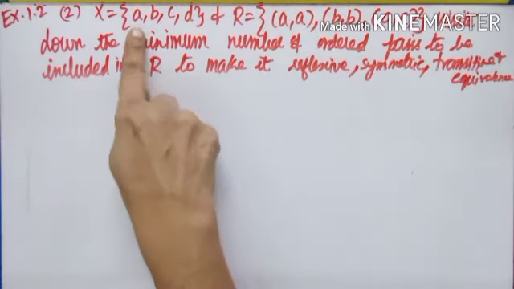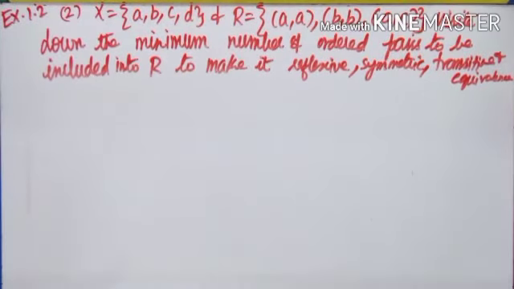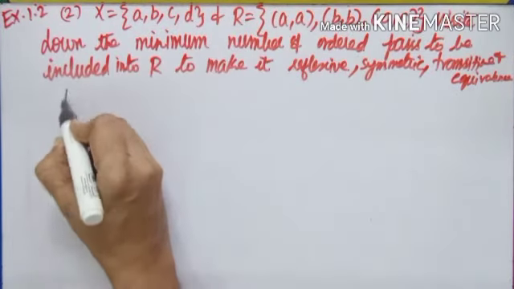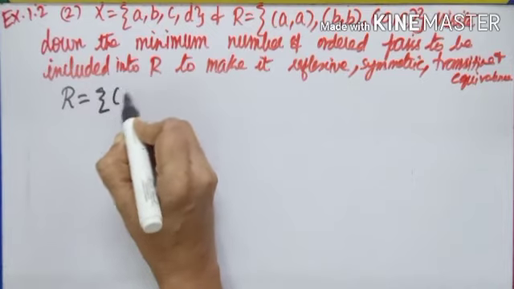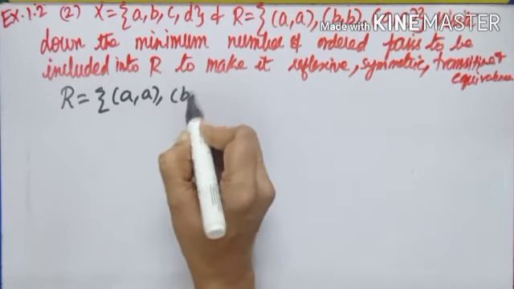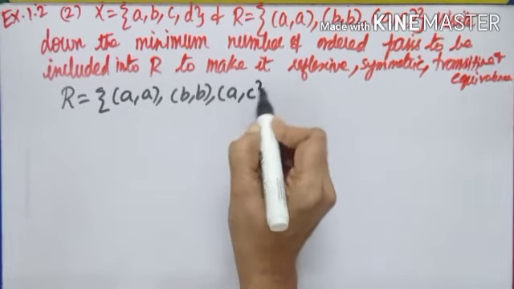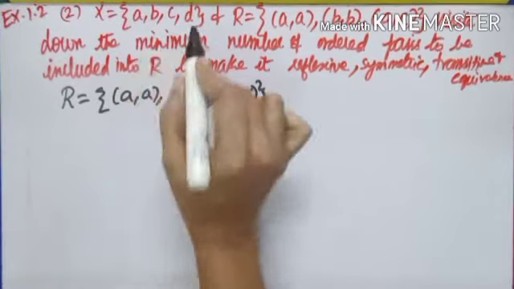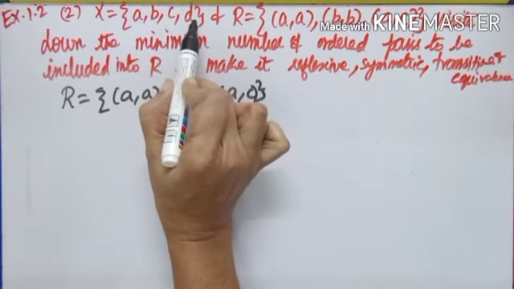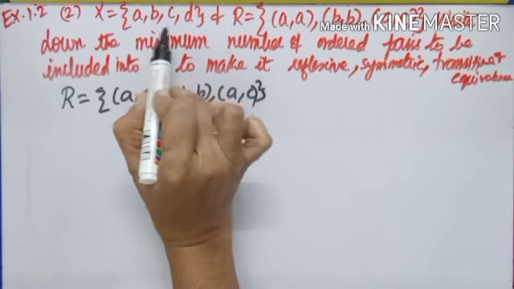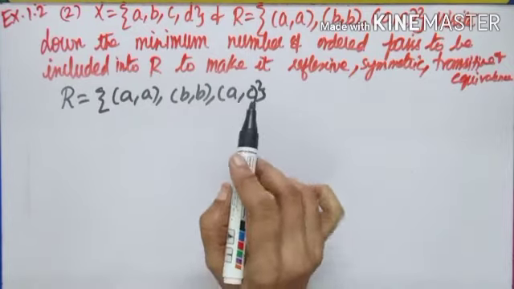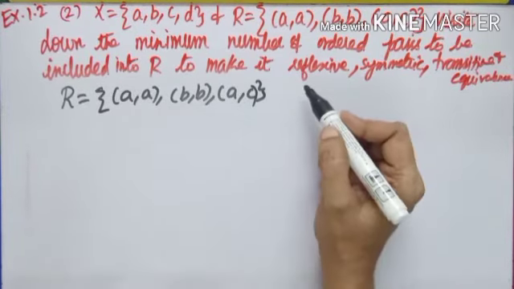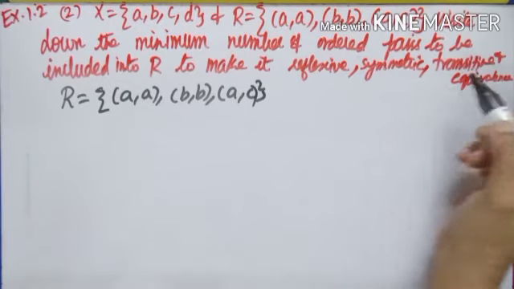Given X is equal to {A, B, C, D}, R equals {AA, BB, AC}. So what is given for R? It is AA, BB, AC. Now we need to include some more pairs from here. A, B, C, D, there are 4 elements. So X cross X means 16 elements will come. Which all should I include so that it will become reflexive, symmetric, transitive?